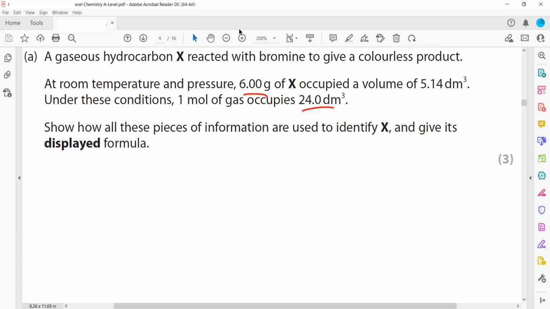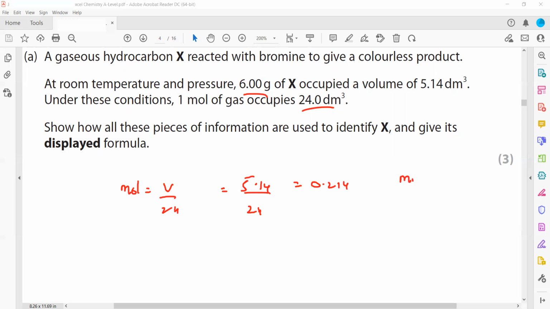Then at room temperature and pressure, 6 gram of that X occupies a volume of 5.14 dm cube. First, using this we will find the moles. How to get the moles? Moles equal mass in gram divided by molar mass. So we have the formula moles equal volume divided by 24. The volume occupied is 5.14 divided by 24. So this will give us a total number of moles, 0.214.